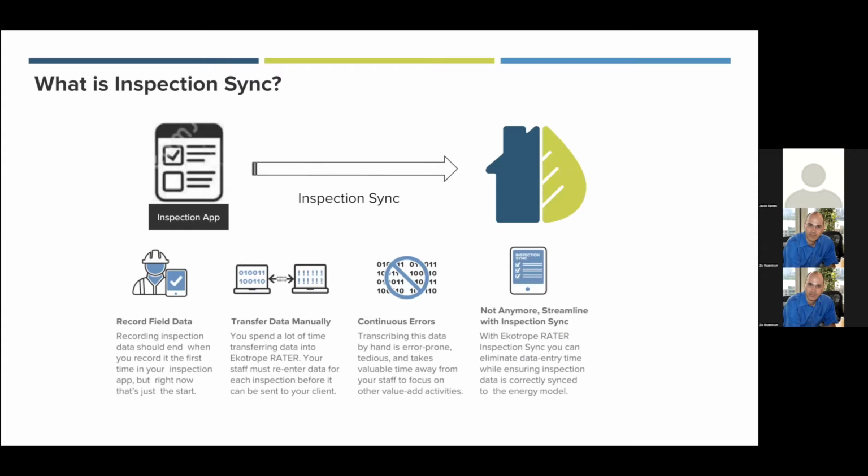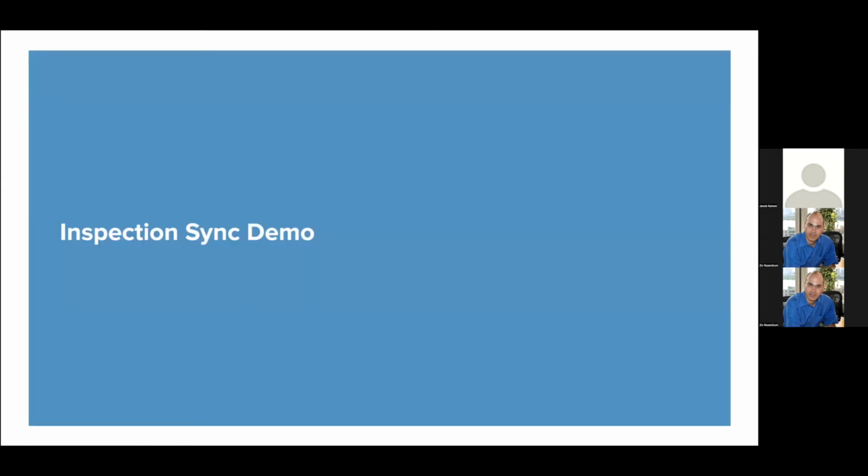So what is Inspection Sync? It is not the inspection app, and it's not Ecotrope, it's the connection between the two. It allows you to use whatever inspection app you are already using and send that directly to Ecotrope via the Inspection Sync data format. So it's that connective fiber between the inspection app and Ecotrope. Let me show you how it works really quick.